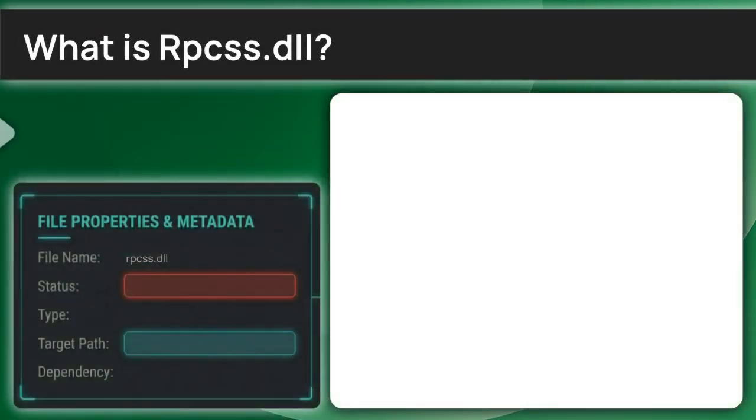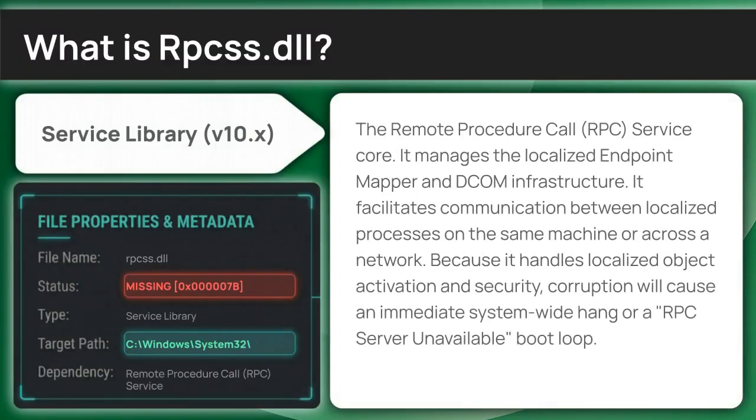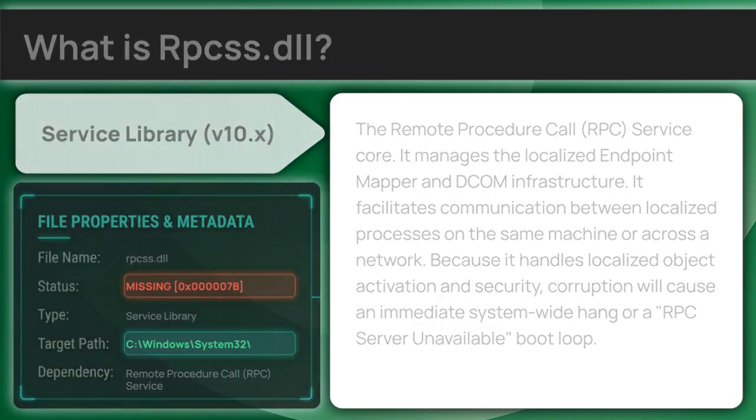This is the RPCSS library, the Remote Procedure Call RPC service core. It manages the localized Endpoint Mapper and DCOM infrastructure. It facilitates communication between localized processes on the same machine or across a network. Because it handles localized object activation and security, corruption will cause an immediate system-wide hang or a RPC Server Unavailable boot loop. Now that the background is clear, let's walk through the actual installation steps.